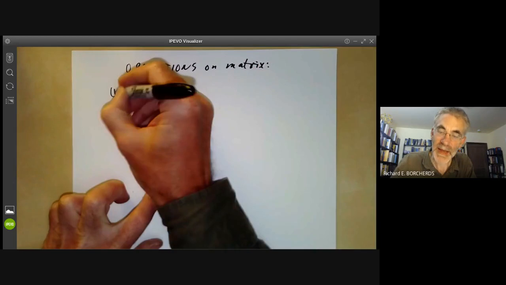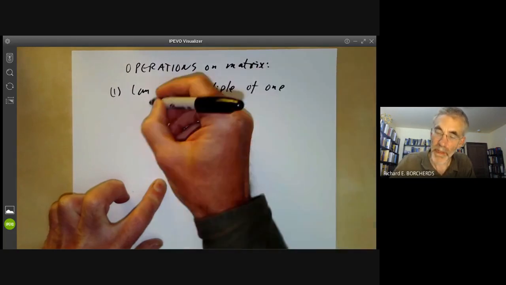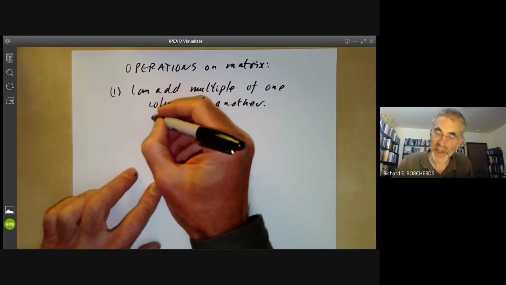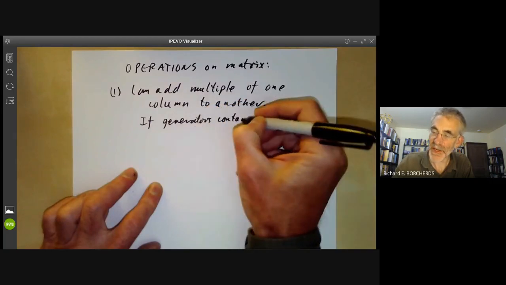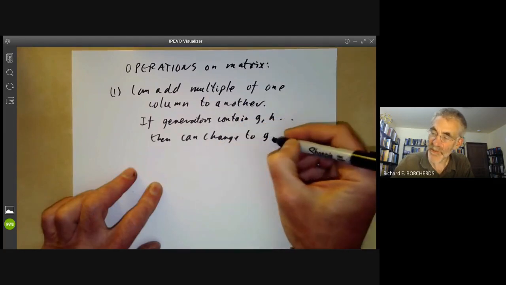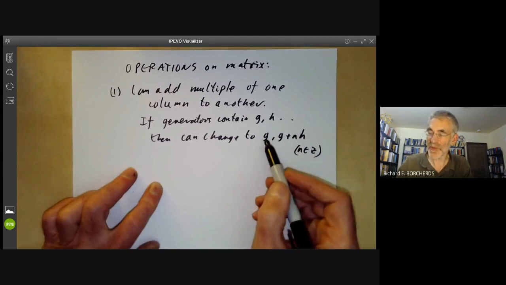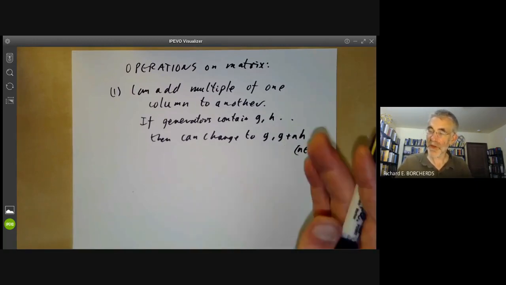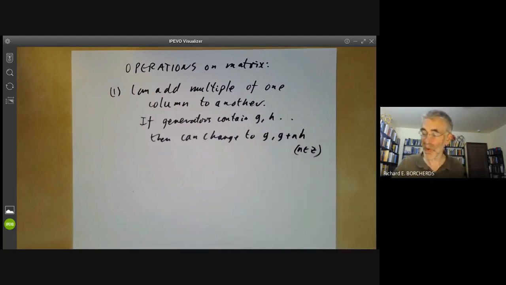So first of all, we can add an integer multiple of one column to another. And the reason is that if we've got generators G and H, so if the generators contain G and H and other things, then we can change to G and G plus N times H for any N in the integers. Because if these two and some other elements generate the group, then obviously these two do too, and vice versa. And the effect on the relations will be to do some operation to the columns containing G and H. You'll either add or subtract N times one of these columns from the other. And I'm not going to tell you which, because I'd almost certainly get it the wrong way around if I tried.